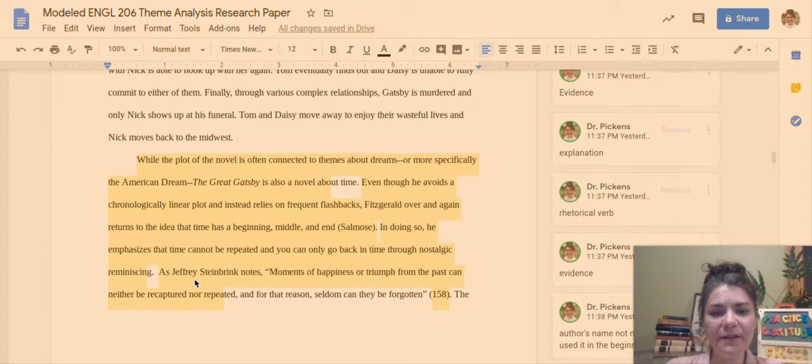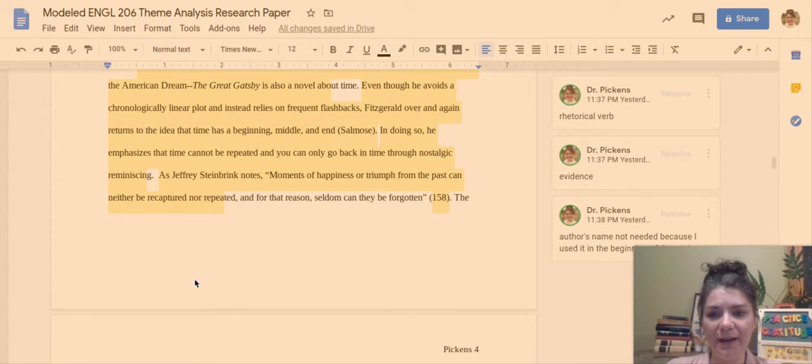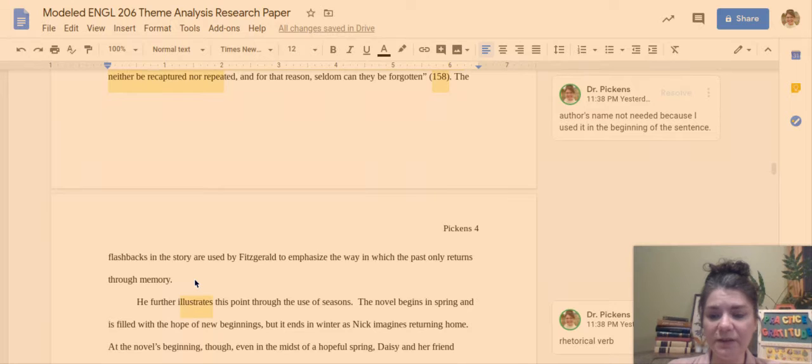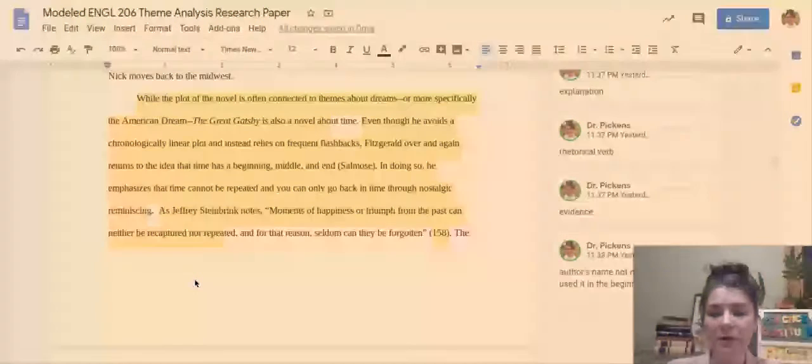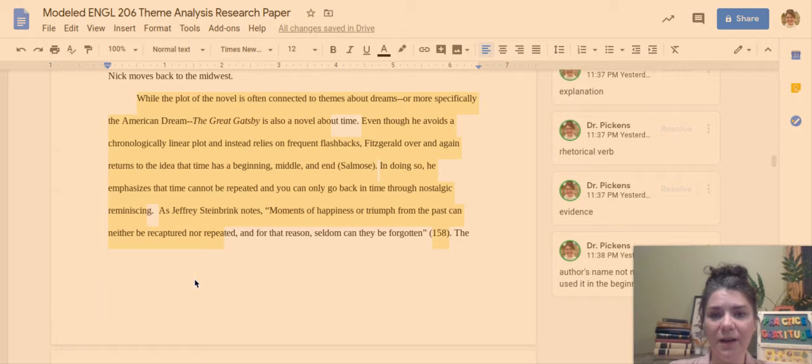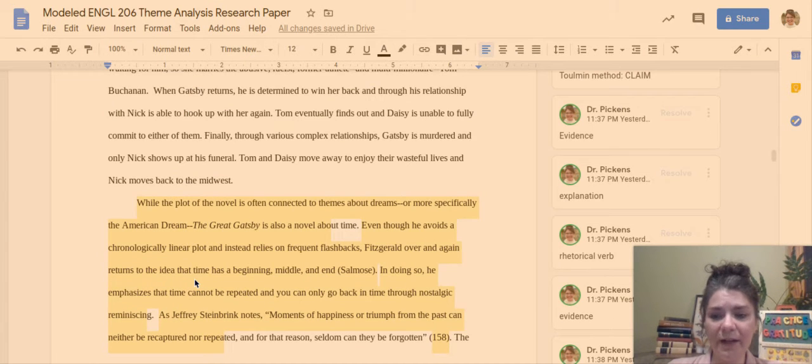Okay, this is where I start getting into my analysis, and I'm actually going to read some of the analysis to you and explain what I'm doing, because I think this is the trickiest part of the paper and the part that I think everyone's going to find particularly challenging. This is where I get into my theme analysis.